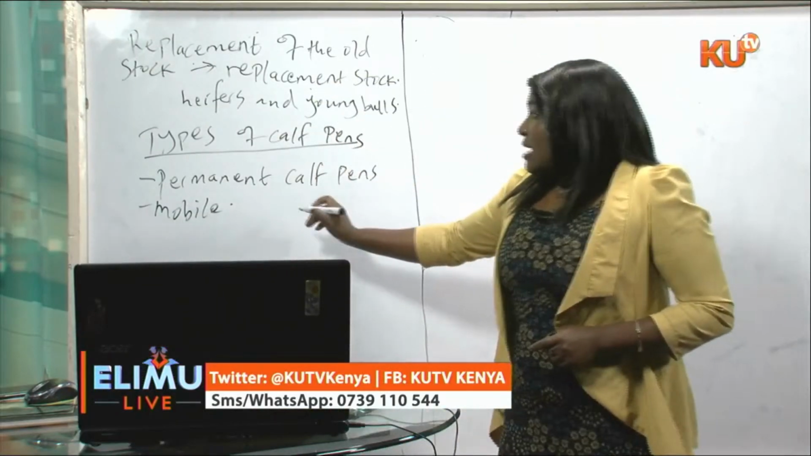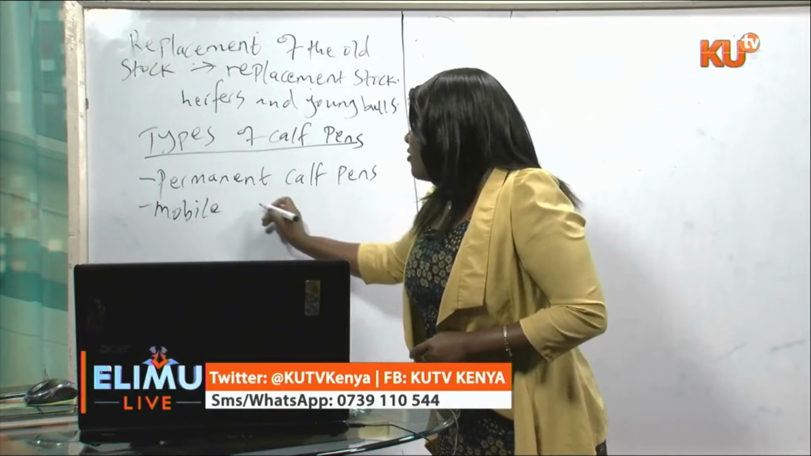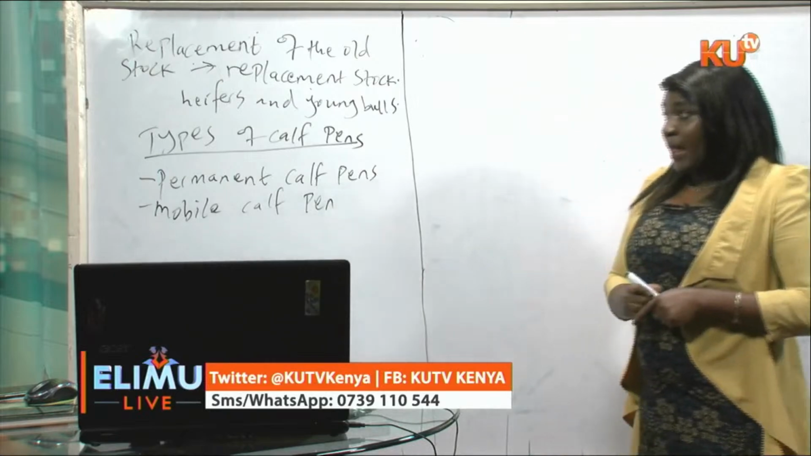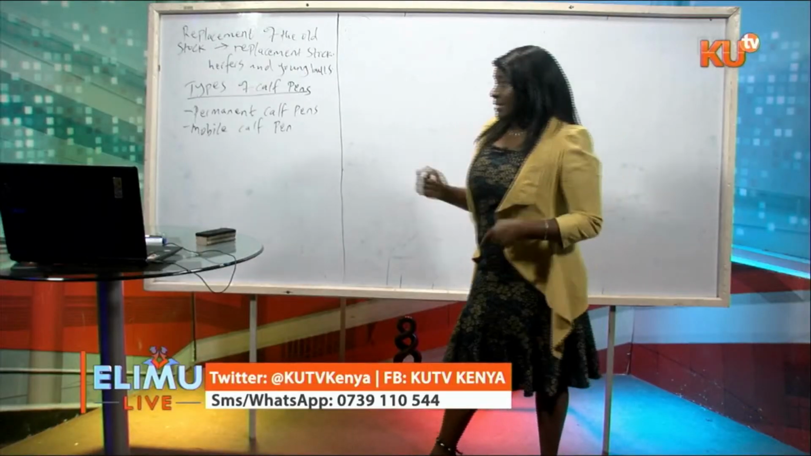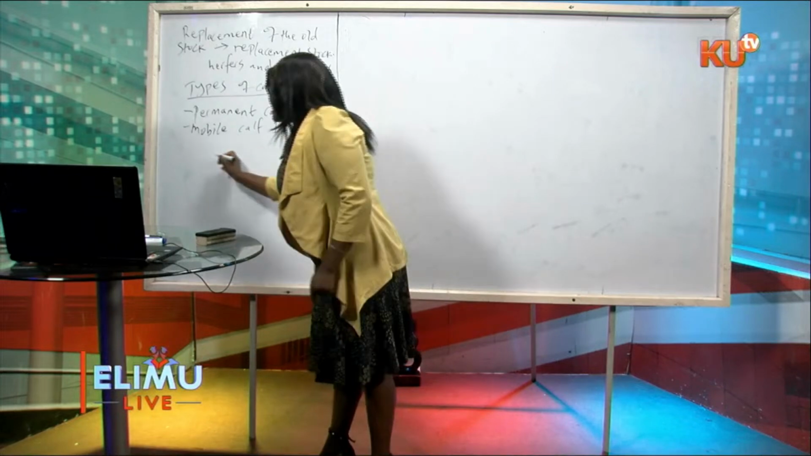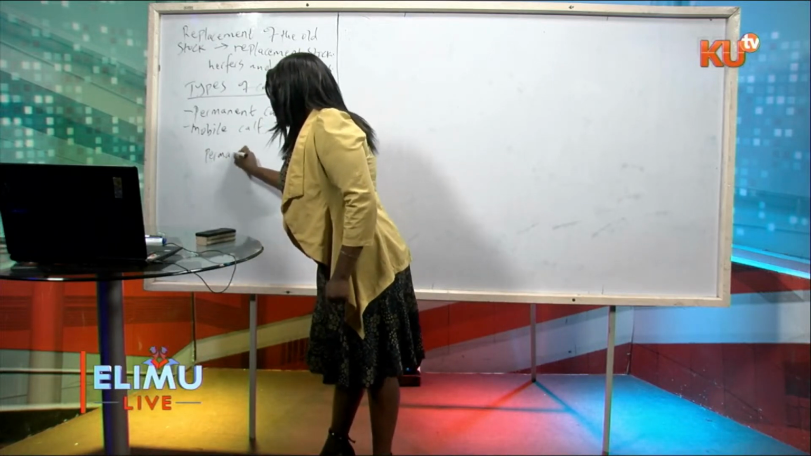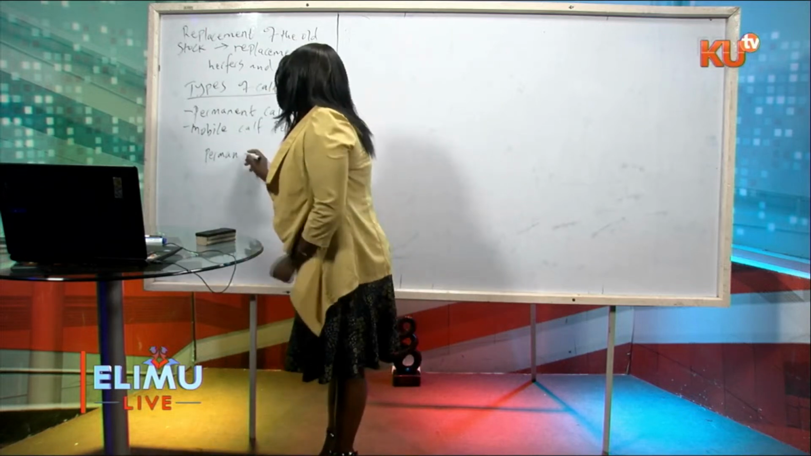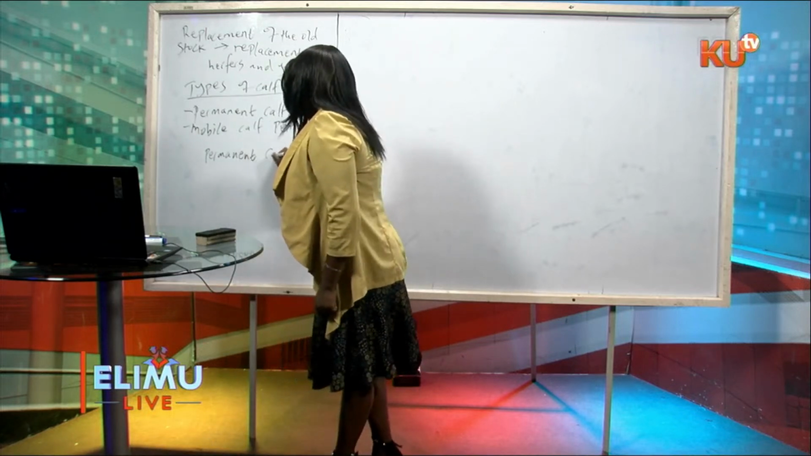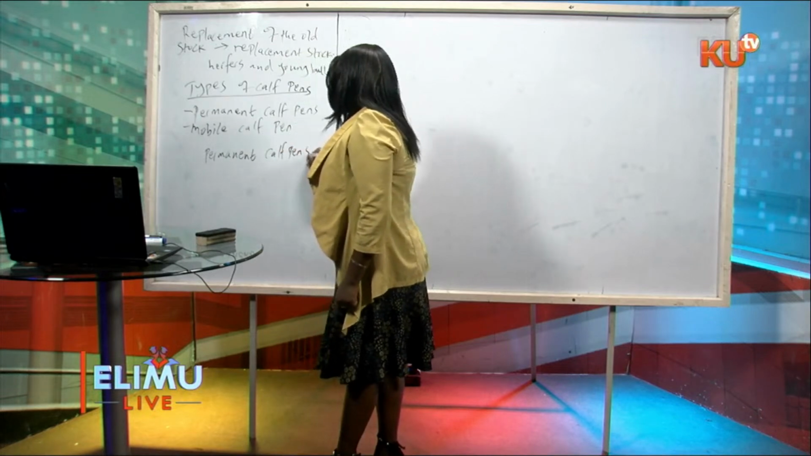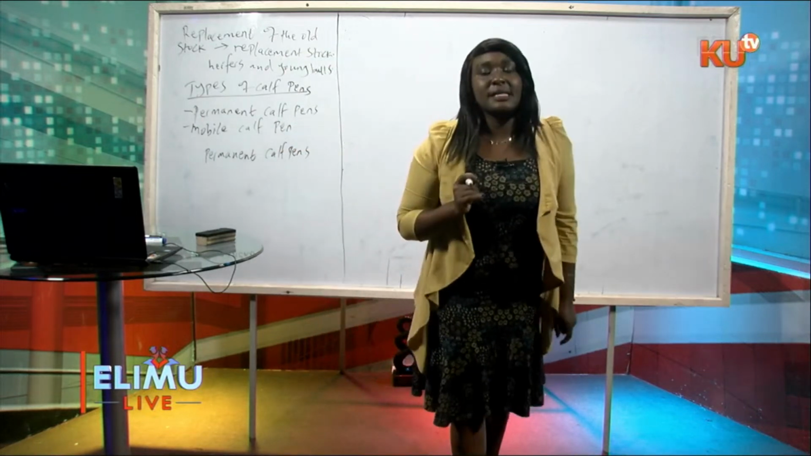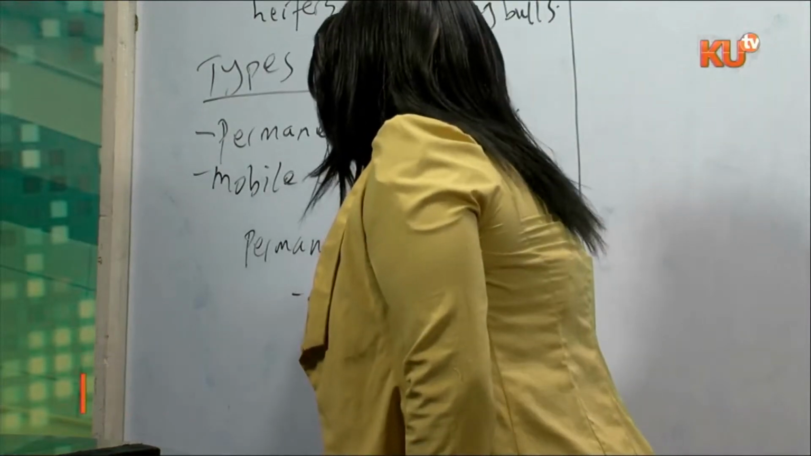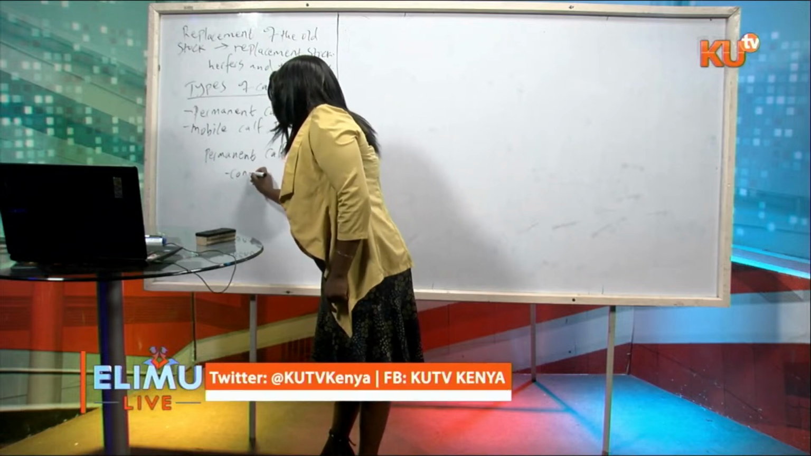So you can construct a mobile calf pen or a permanent calf pen. Now, under the permanent calf pens, again, we have two categories. And the first category is the one that involves concrete, or rather it has concrete floors.